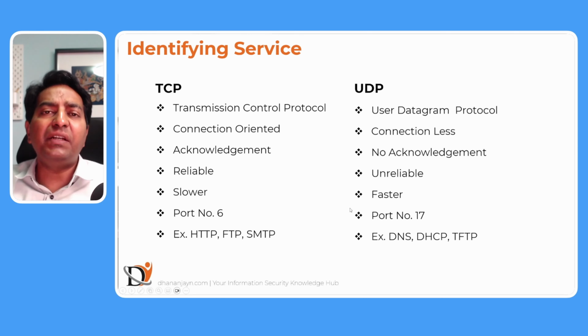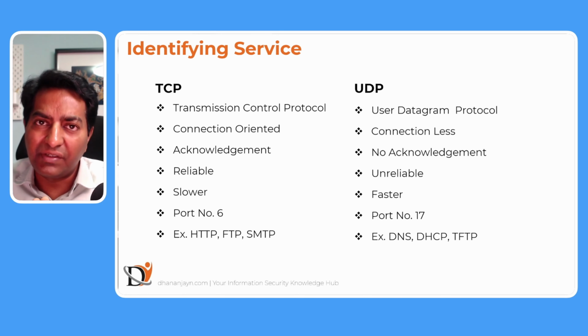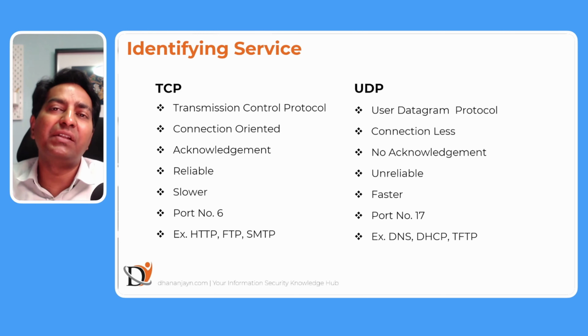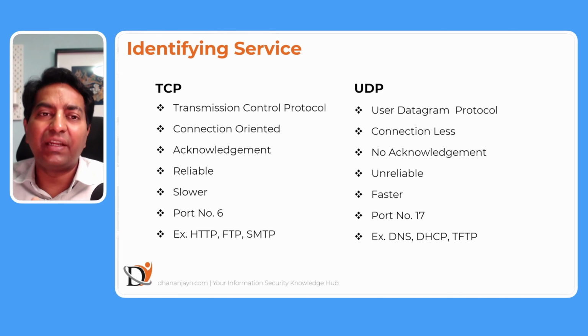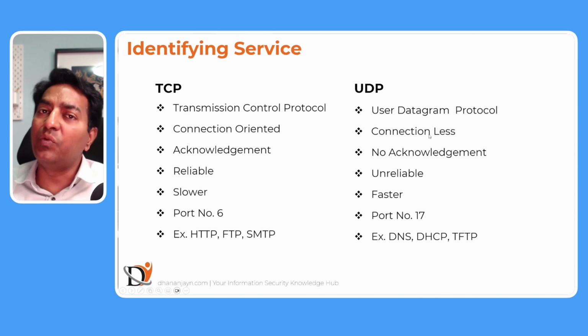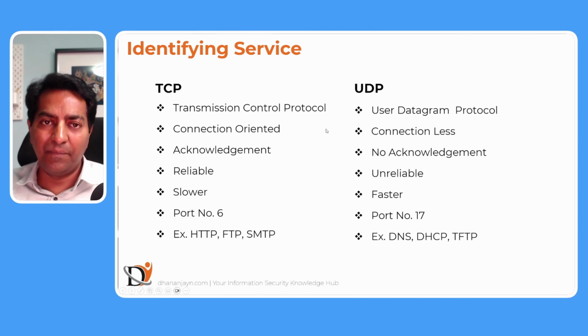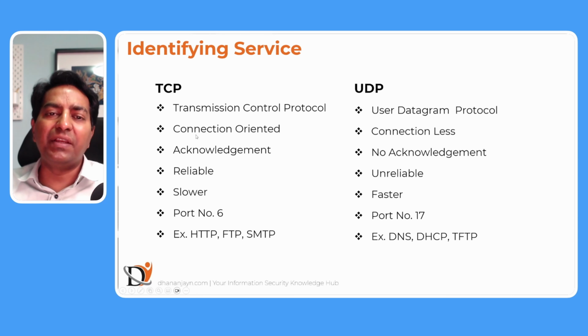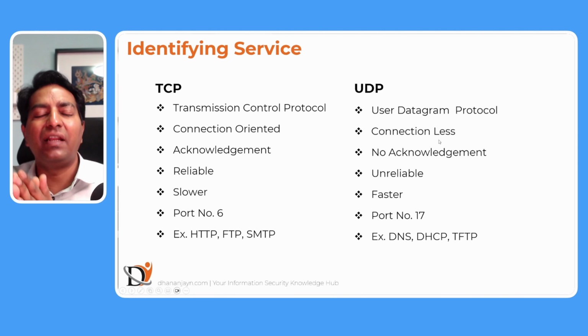So friends, there are two types of services which are primarily used. Number one is TCP and the other one is UDP. TCP is known as Transmission Control Protocol. UDP is known as User Datagram Protocol. TCP is connection oriented, whereas UDP is connectionless.